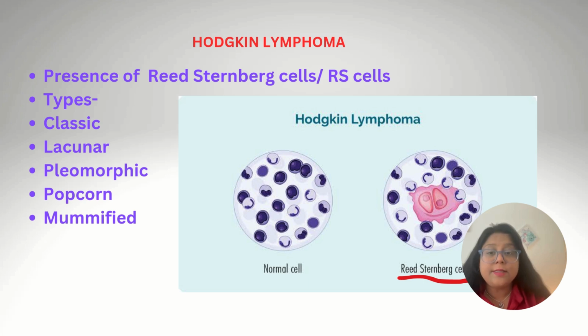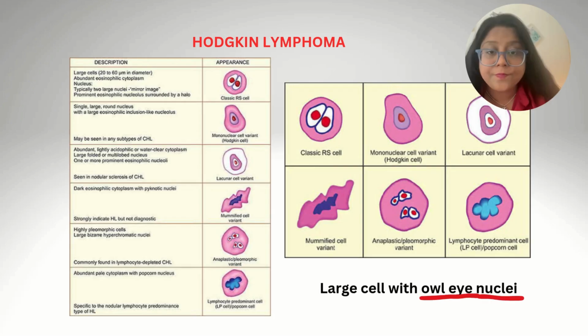These Reed-Sternberg cells are of different types like classic, lacunar, pleomorphic, popcorn, and mummified. The classic Reed-Sternberg cells, which are seen in classic Hodgkin lymphomas, are large cells with abnormal nuclei, which is binucleated and have prominent eosinophilic nucleoli. And this appearance is known as owl's eye appearance because it looks like the eye of an owl.